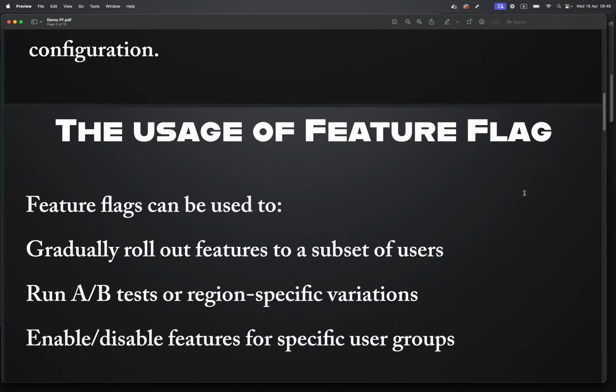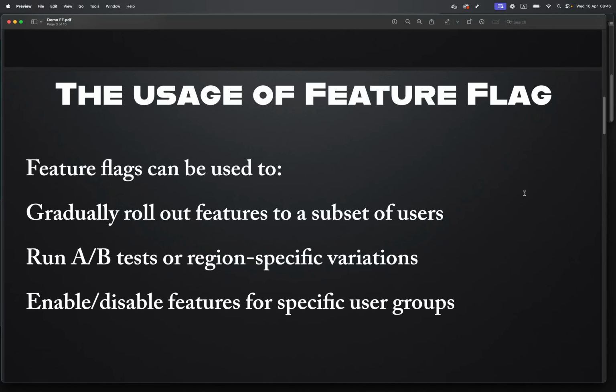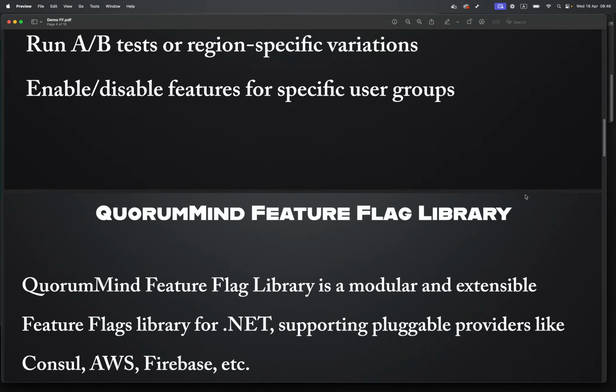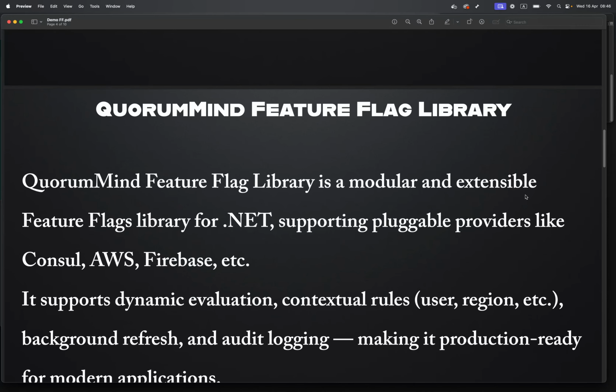The usage of feature flags is to gradually roll out features to a subset of the users, let's say the users with a specific age for a specific region and so on, run A/B tests on regions, and disable or enable features for specific user groups. For this, I developed a QuorumMind Feature Flag library that you can see in my GitHub, and you can also read the Medium post.